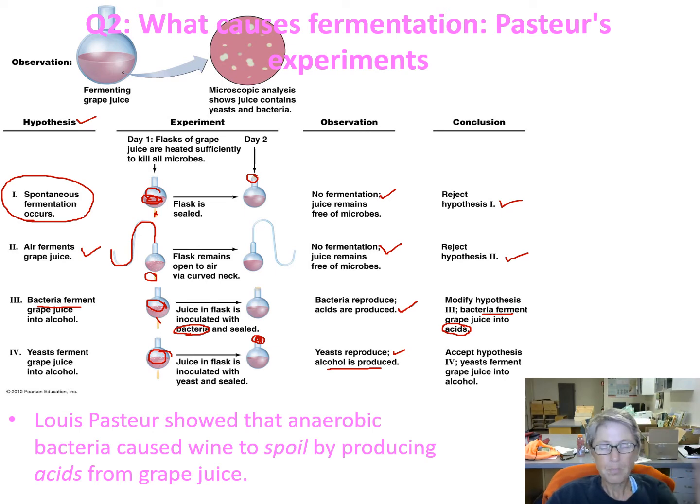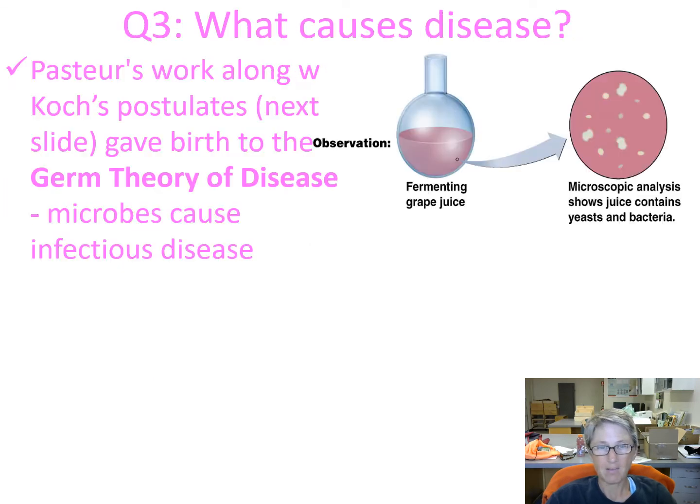And you remember when he put the bacteria in the grape juice and then put a cork on it? When he put a cork on it, that means no oxygen could get in, but the bacteria were still living. That makes them anaerobic bacteria. And we'll talk a lot about aerobic and anaerobic bacteria in the future, but because these bacteria could live in the flask with no oxygen coming in, they're anaerobic bacteria. And he showed they cause the wine to spoil by making acids.